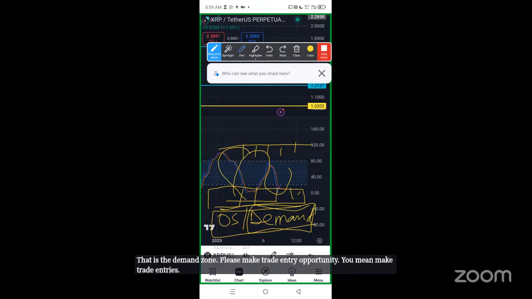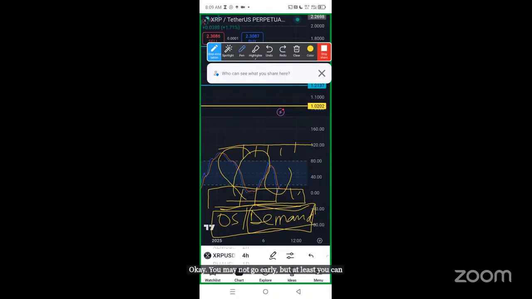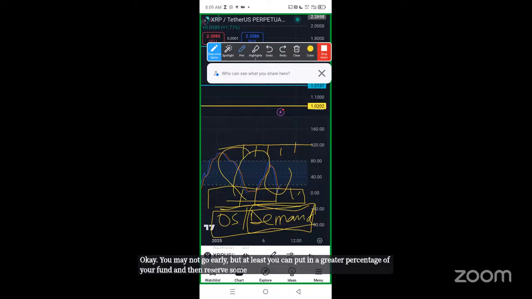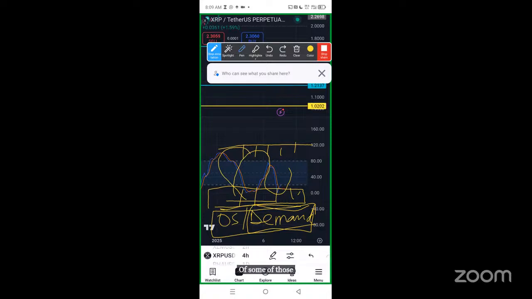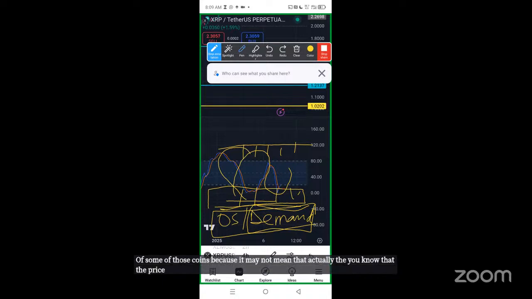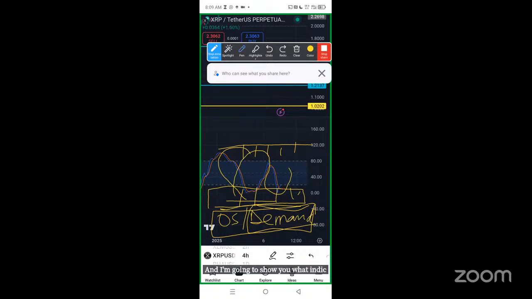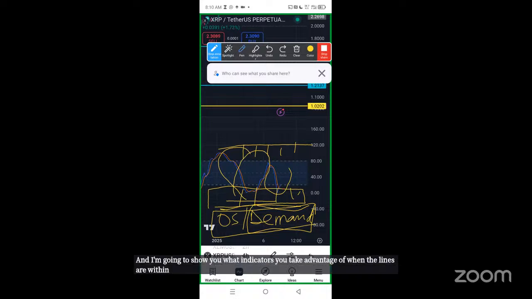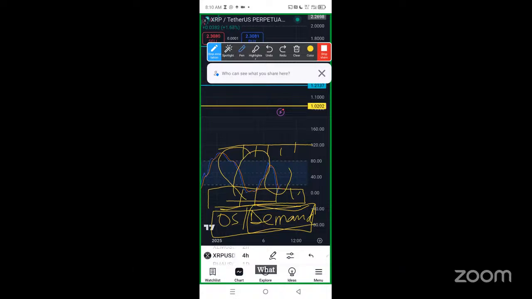You may not go in early, but at least you can put in a greater percentage of your fund and reserve some, so that as it keeps within the region, you can still take advantage and buy a little more of those coins, because it doesn't necessarily mean the price has dropped and is not going to drop any further. No. And I'm going to show you what indicators you take advantage of when the lines are within the oversold region. What should give you confidence that this is the best opportunity, the right time to enter?